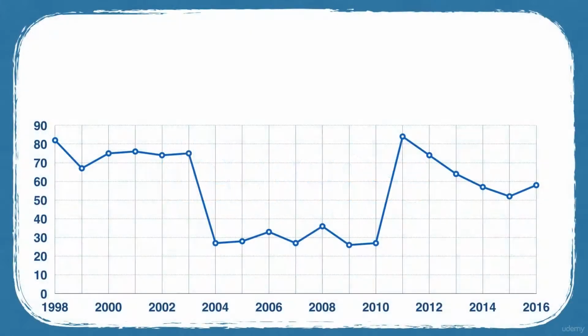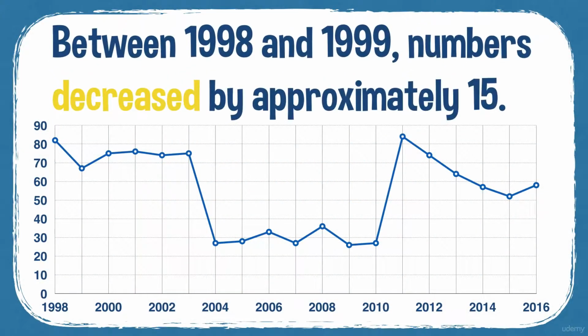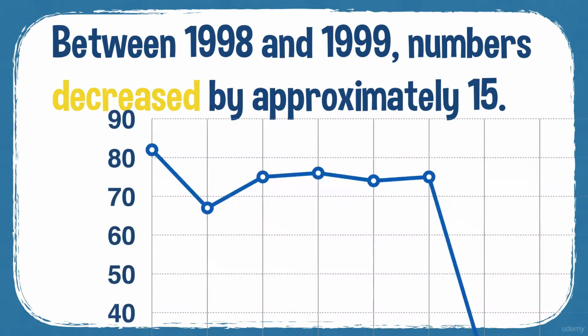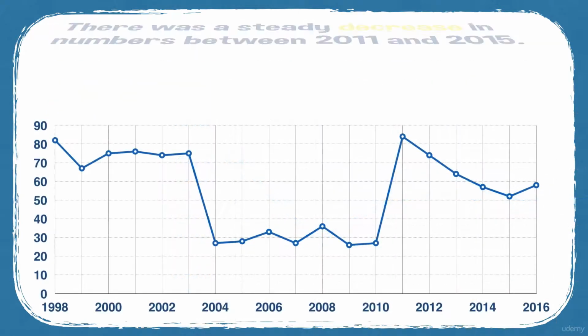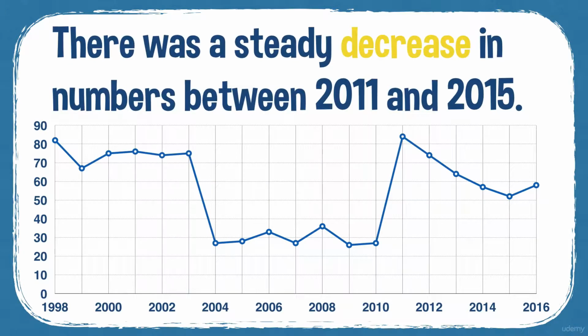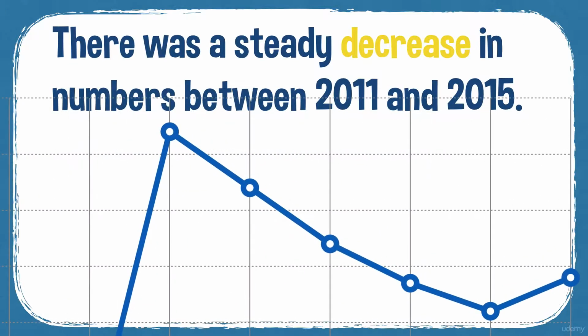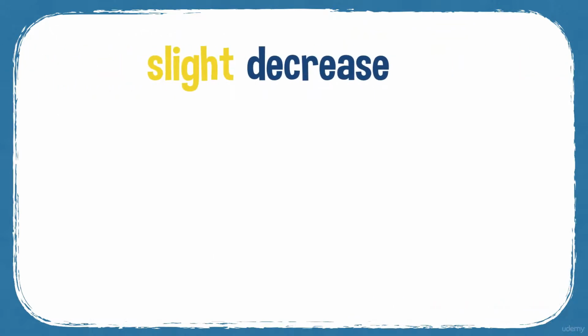And here in fact is the word decrease. Like fall, it's a general word for something that goes down, and it can also be a noun or a verb. So for example, between 1998 and 1999, numbers decreased by approximately 15. There was a steady decrease in numbers between 2011 and 2015. This was a long, steady decrease, almost a straight line. You can have a slight decrease.